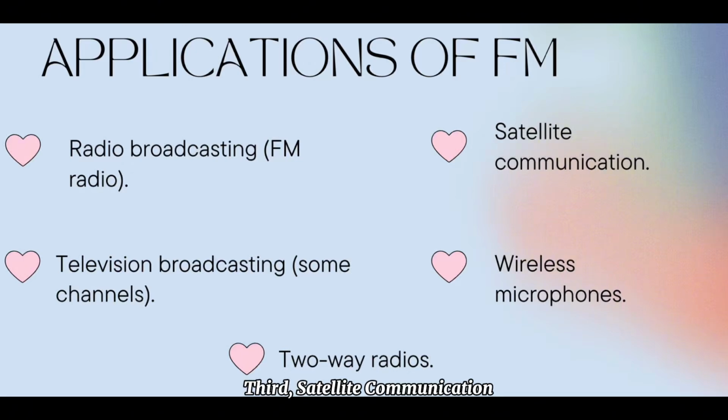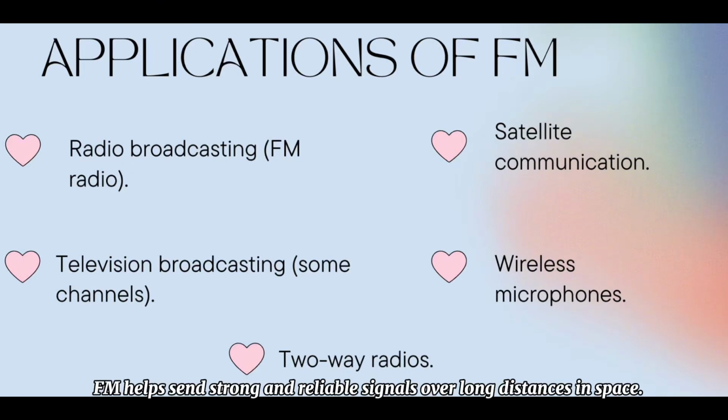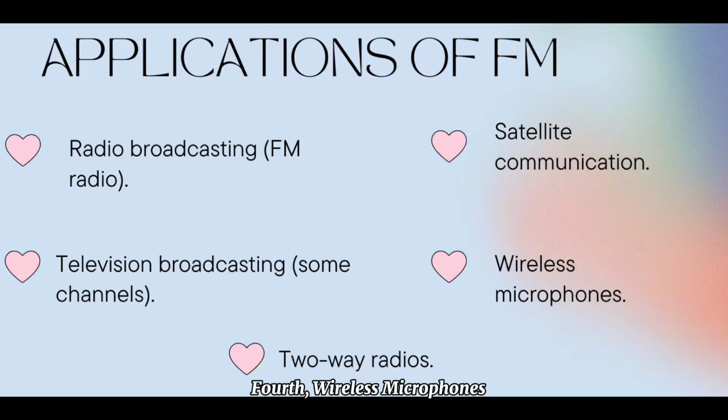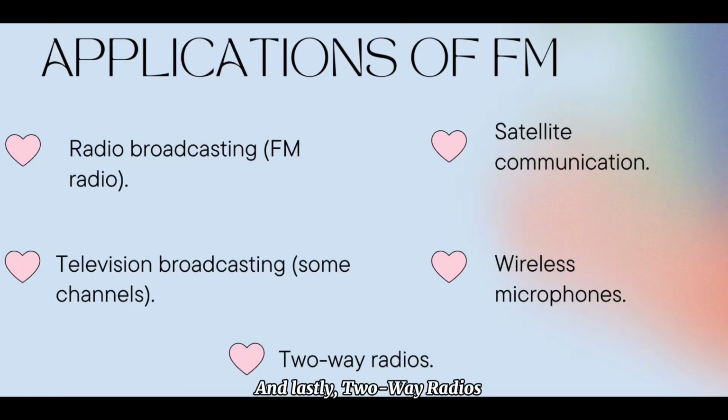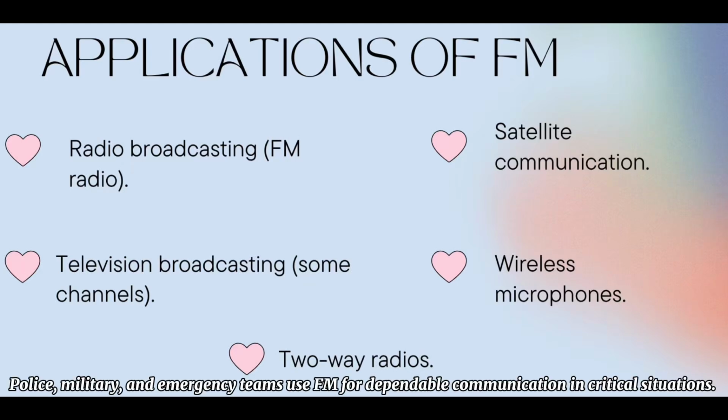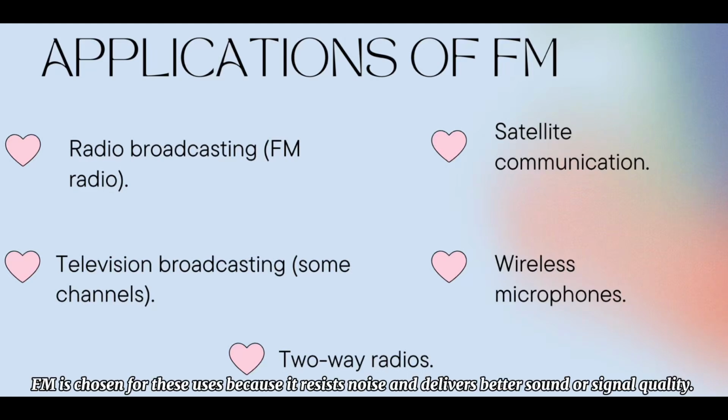Third, satellite communication. FM helps send strong and reliable signals over long distances in space. Fourth, wireless microphones. FM ensures stable and interference-free sound for events and performances. And lastly, two-way radios. Police, military, and emergency teams use FM for dependable communication in critical situations. FM is chosen for these uses because it resists noise and delivers better sound or signal quality.